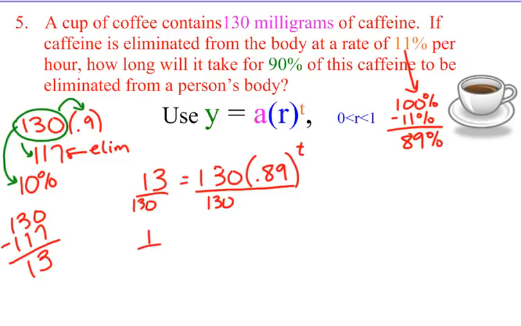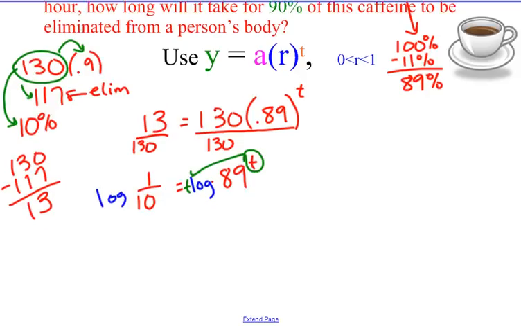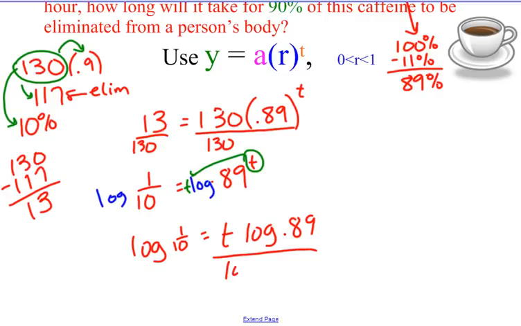So I would get 1/10. You might put 0.1 there, whatever you like. And then I have equals 0.89 to the t. I'm going to have to solve using log, so I'll take a log to both sides. And then I'm going to again use that power rule here and put that t out in front. So what we have here, that kind of looks confusing, is we have the log of 1/10 equals t times the log of 0.89. So to get t by itself, we divide by the log of 0.89.